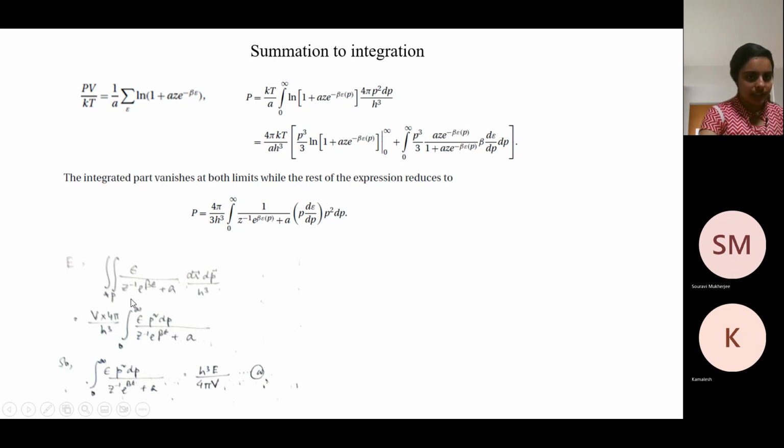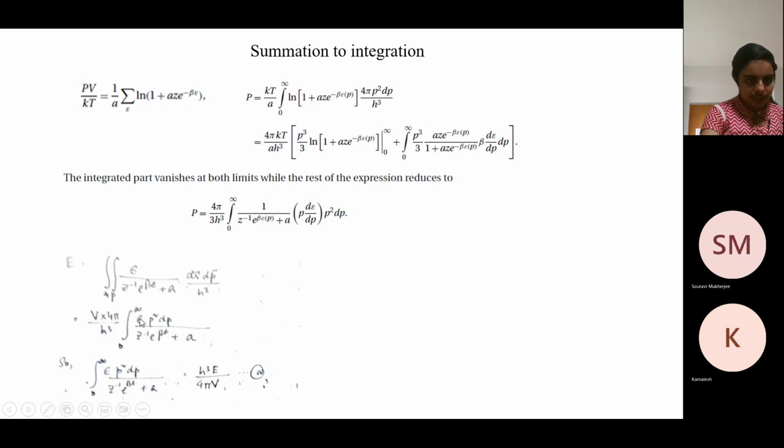Because 1 by z to the power minus 1 e to the power beta epsilon plus a is the mean occupation number. Then you multiply that with the different values of energy and you do an integration over the entire phase space. That gives you the total energy. Again you have taken V, so the integration over the position coordinate gives you a V out, and then you have 4 pi p squared dp, which is the integration over the momentum coordinates, and you get something like this.